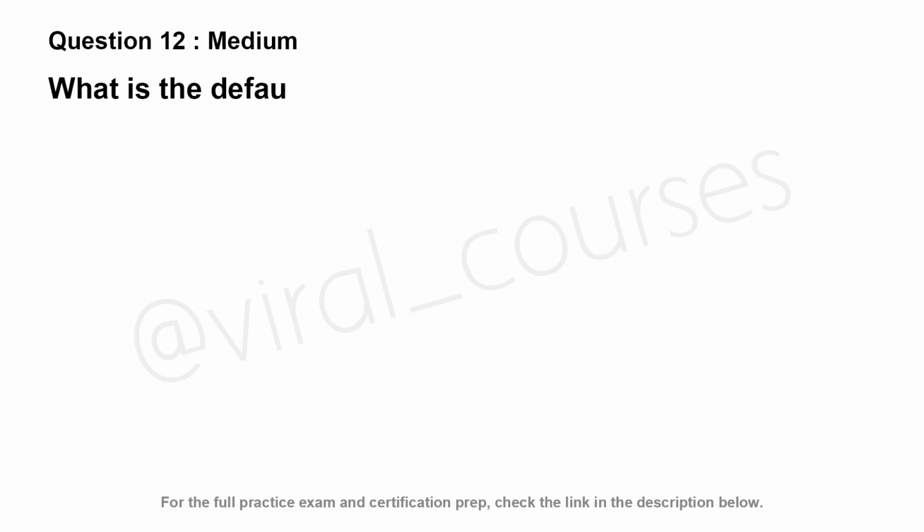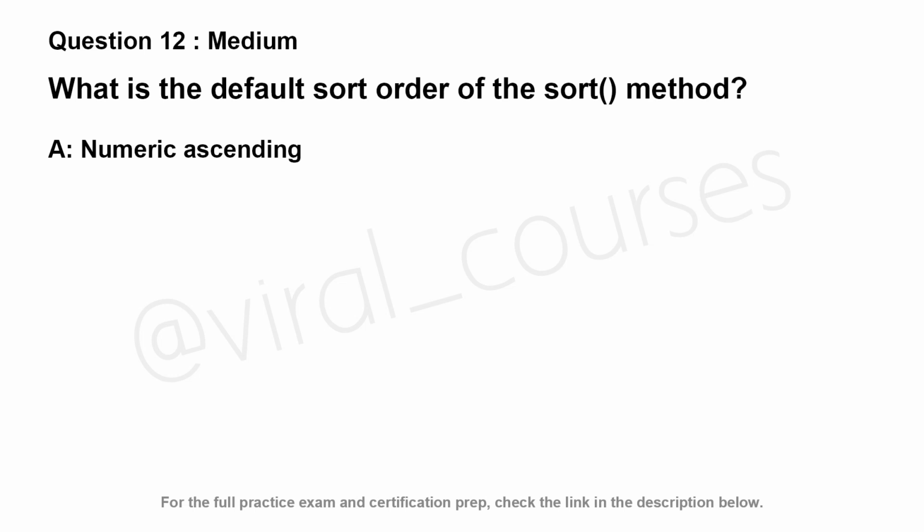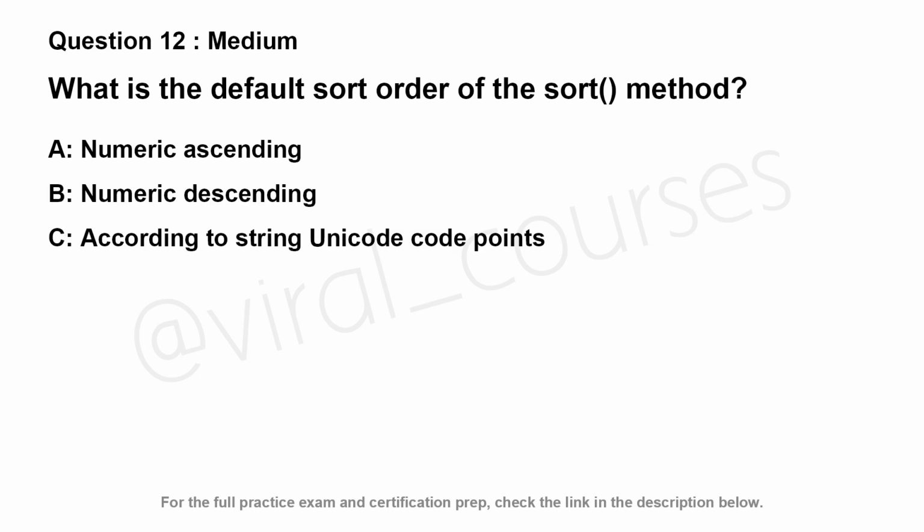What is the default sort order of the sort method? Option A, numeric ascending. Option B, numeric descending. Option C, according to string Unicode code points. Option D, random.